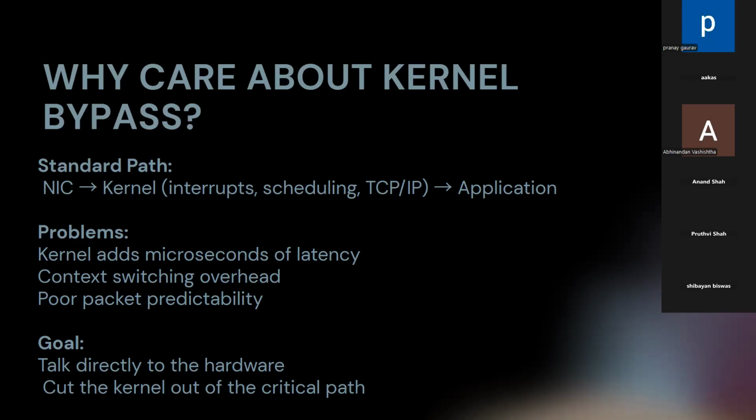The second part is I want my application to communicate directly with the network card. Now the network card is like a mini CPU in itself. It has its own processor. It has its own memory. What we are trying to do when we talk about kernel bypassing is connect and make contact with the network card directly, or basically access the memory of the network card directly. See, our goal currently is to talk directly to the hardware and cut the kernel out of the critical path.